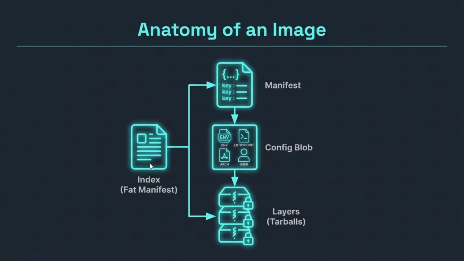Second is the image index. A fat manifest that points to different manifests for different architectures. Example, AMD 64 or ARM 64. Third, config blob. Blob stands for binary large object. A JSON blob containing metadata like environment variables, entry points, commands, user settings, etc. And finally, at the bottom, we have layers, the actual file system change sets, usually stored as gzipped tarballs.